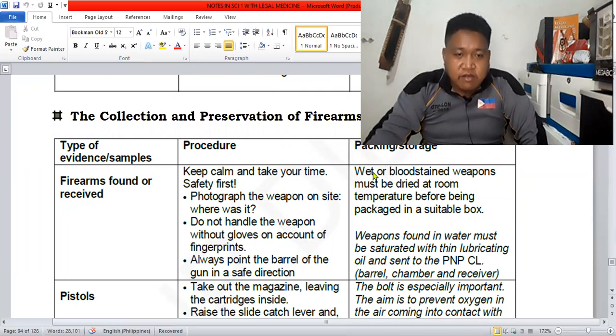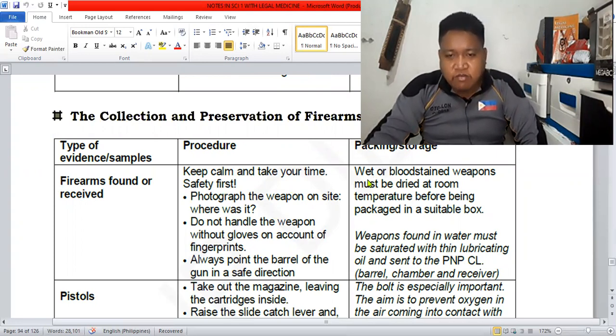Anong ginagawa natin sa firearms found or received? Wet or blood-stained weapons must be dried at room temperature and packaged in a suitable box, not in a paper bag. Weapons found in water must be saturated with thin lubricating oil and sent to the PNP crime lab.